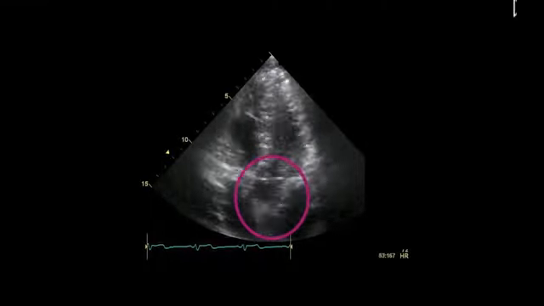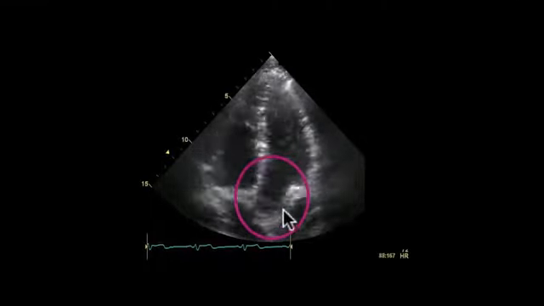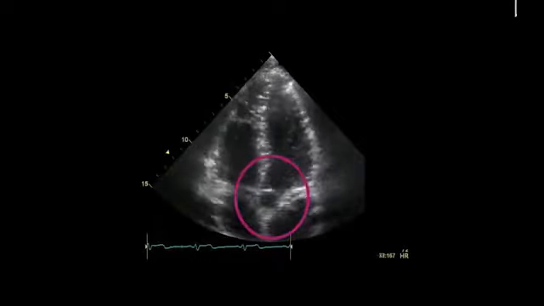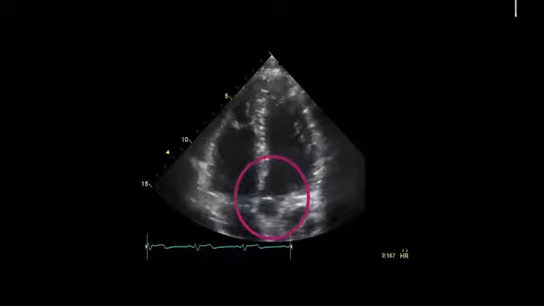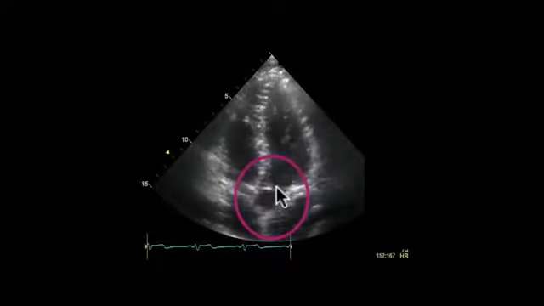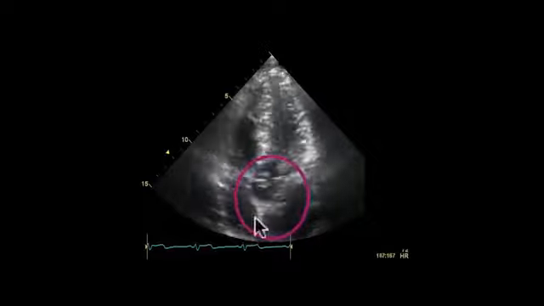This is what you then see on the image. Here is the aortic valve. It will not be possible from the 5-chamber view to really differentiate between the different cusps. All you will see is the valve moving back and forth.